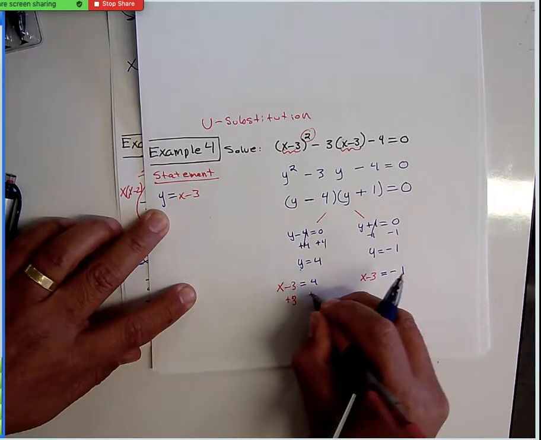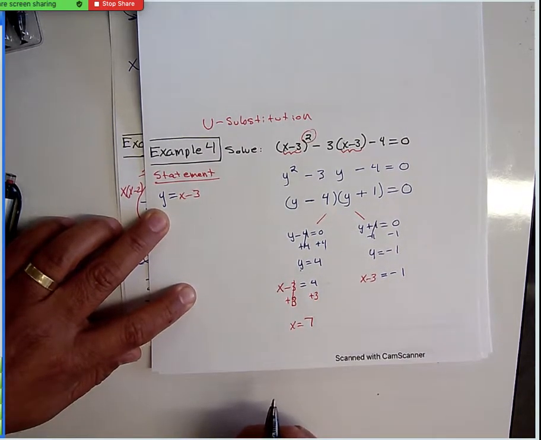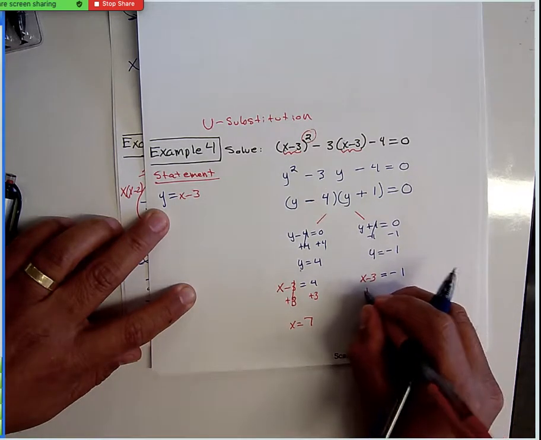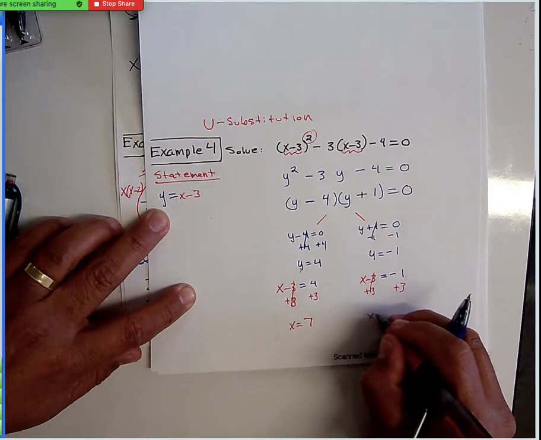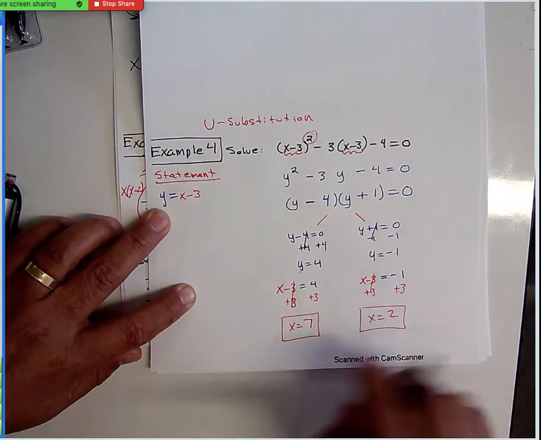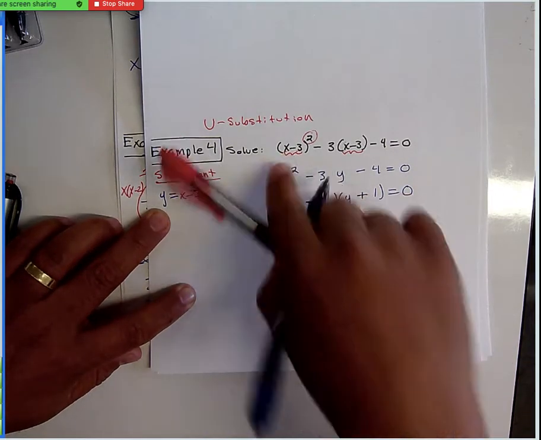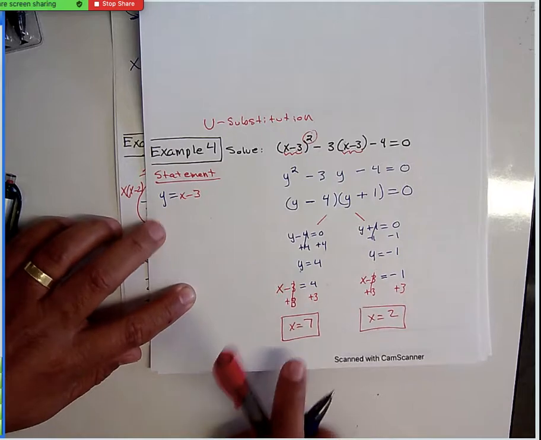So plus 3. So x is equal to 7. Plus 3. And x is equal to 2. And those two are the actual answers. The x's. The original was an x, not a y. The y we just used to help us find the x.